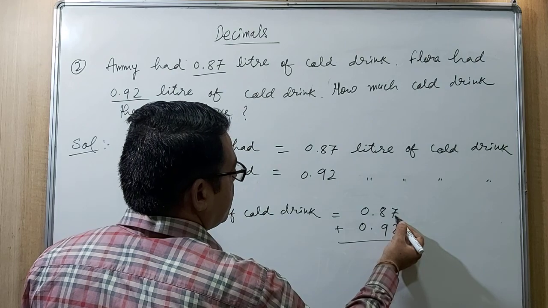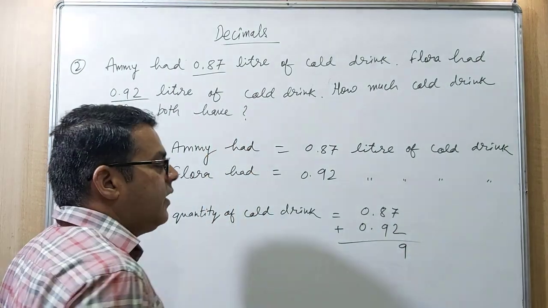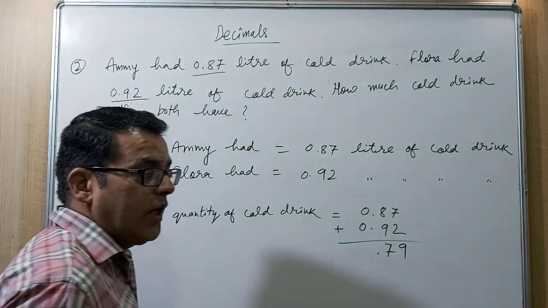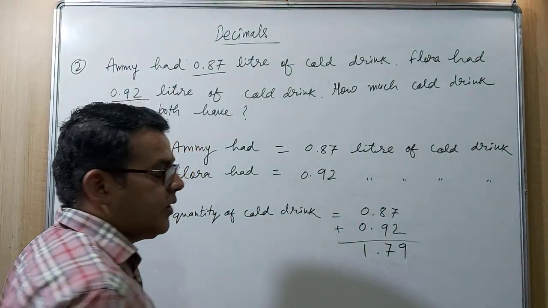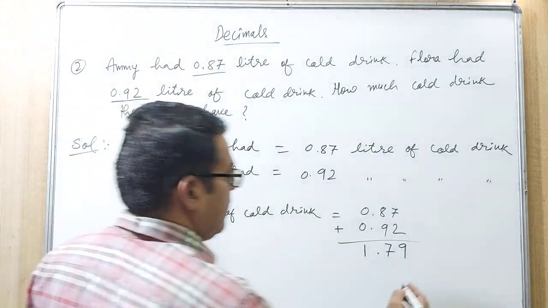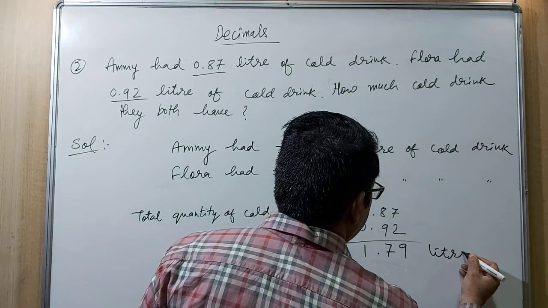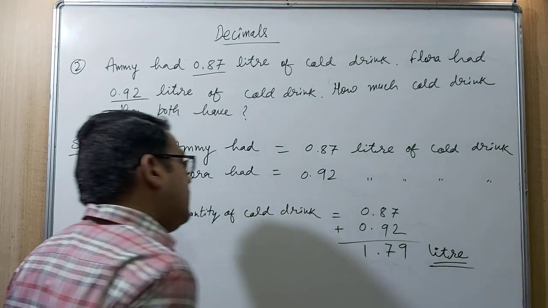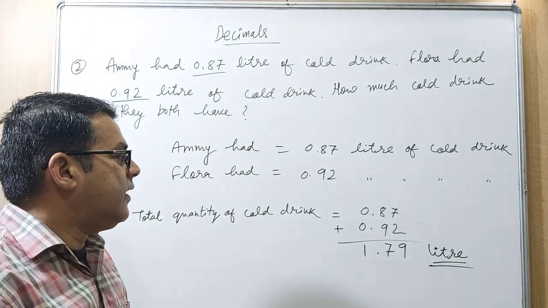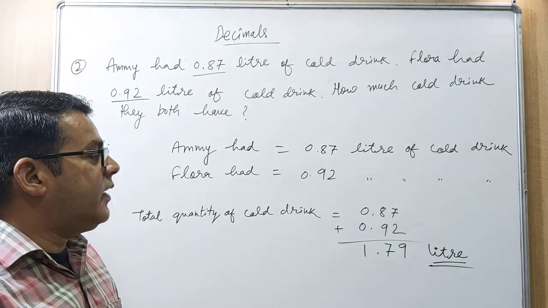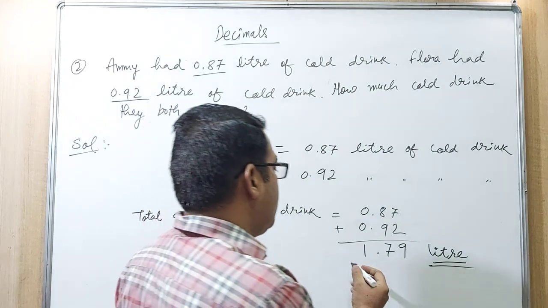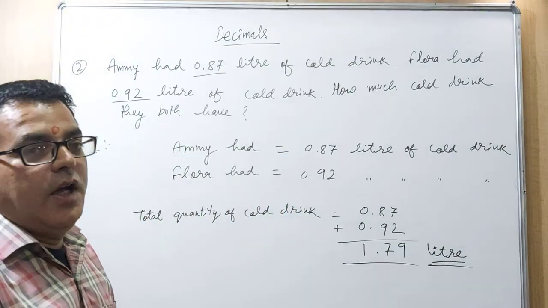What we have now, 7 plus 2, 9. And 8 plus 9, 17, 7 carry is 1. So 1 we can shift here. So 1.79 liter. Don't forget to write the unit. So in total, they both have 1 liter and 790 milliliter, or 1.79 liter of cold drink together.